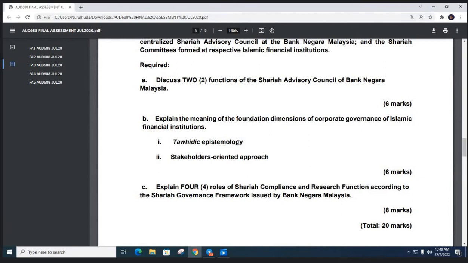Syura pun boleh masuk dalam tauhidic epistemology. Stakeholder oriented approach, meaning they will take consideration or fulfill for the interest of the stakeholder, the customer, government, any party that will be affected by the decisions of the institution.